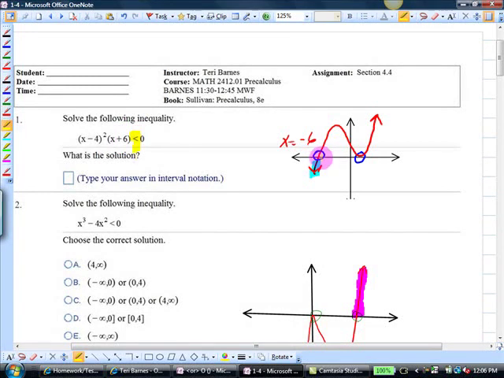You find this number here. Why did I not worry about finding this number? Yeah, because I'm only worried about what's underneath the x-axis, so it's right there. So your answer, and it says type it in interval notation. So what's that going to be? Good. Okay.